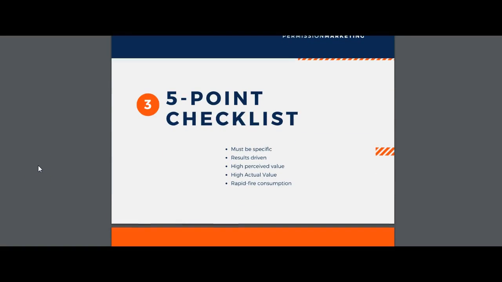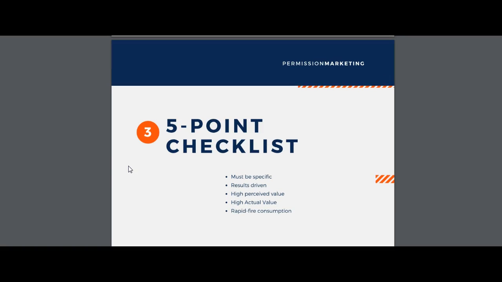All right, so a 5-point checklist for creating a lead magnet. Like I said, it must be specific. It also must be results driven. It can't be vague in the results category because people don't want to just consume information these days. People are in a very results driven, goal oriented sort of mindset, so you need to speak to that. So it must be results driven, and it must be a high perceived value.